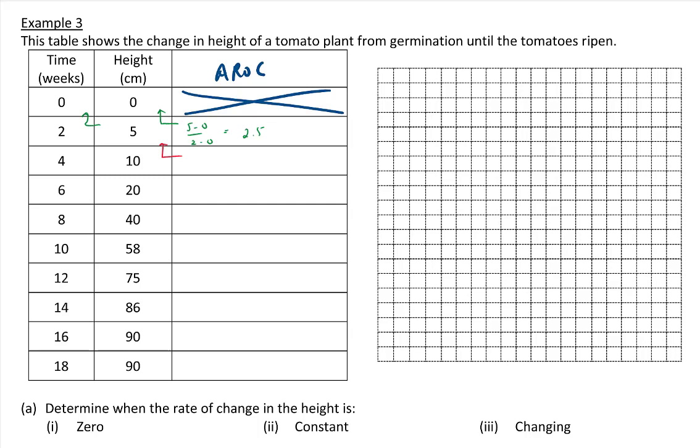Going to the next one, we have 10 minus 5 over 4 minus 2. So again, we get 2.5. We get 20 minus 10 over 6 minus 4. So we get an average rate of change of 5. And then we'll keep going from there. 40 minus 20 divided by 8 minus 6. Average rate of 10. And then see if you can complete the rest of them yourself.